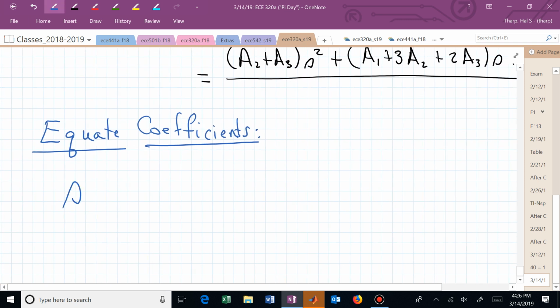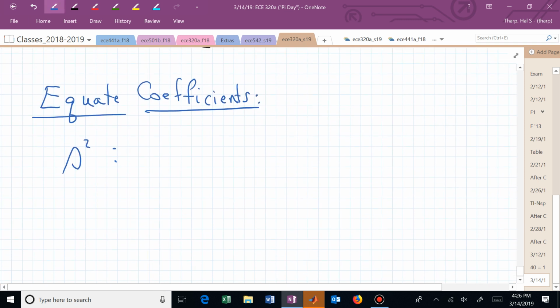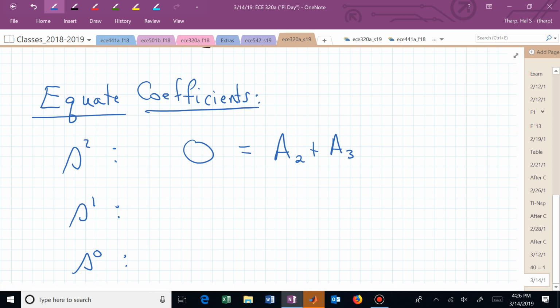I now have my s squared coefficient, my s to the 1 coefficients, and my s to the 0 coefficients. This one, you just said the left-hand side was 0, and on the right-hand side that was the sum of a sub 2 and a sub 3. So I now know that a sub 2 is equal to minus a sub 3. And I would be done if I've already found a sub 3 and a sub 1 using the cover-up method, and I wouldn't have to keep going. I could just look at one of these coefficients and be done.